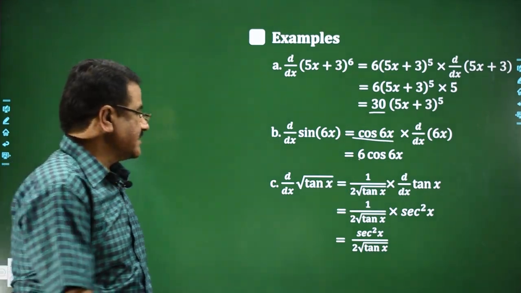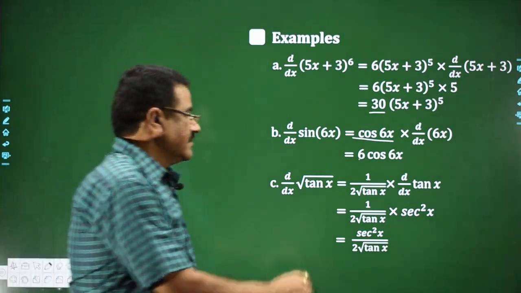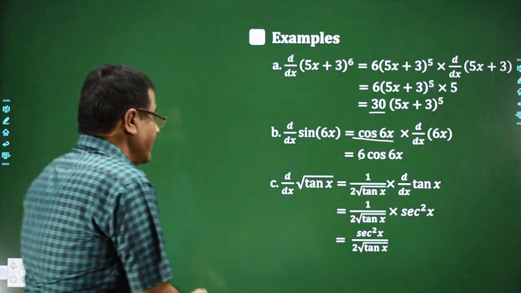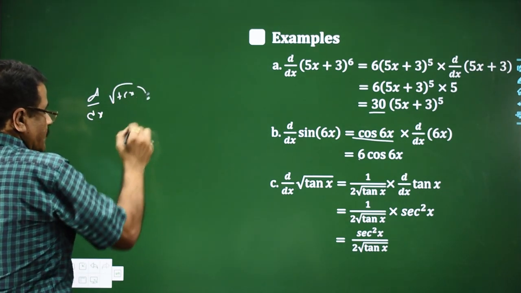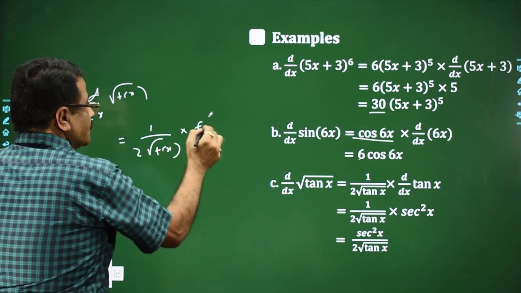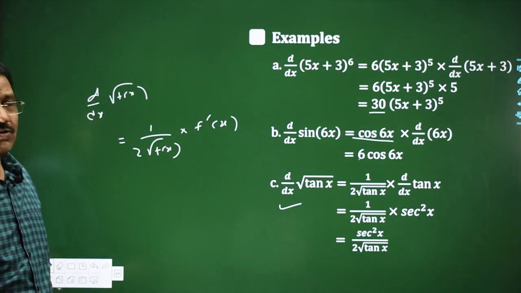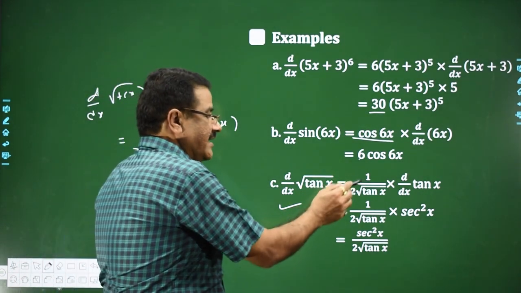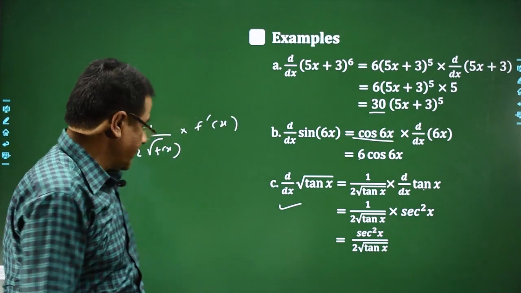And then the next example, d by dx of root of tan x. First of all, the derivative of root, that is 1 upon 2 root, into d by dx of tan x. We can observe that it is in the form of d by dx of root of f(x). So, that is 1 upon 2 root of f(x) multiplied by f dash of x. It is clearly indicated that all formulas can be used very easily while solving the example. So, the derivative of root of tan x is 1 upon 2 root tan x into the derivative of tan x, which is sec square of x.